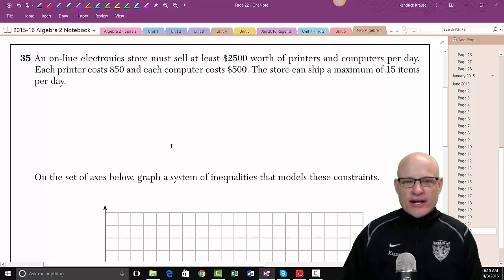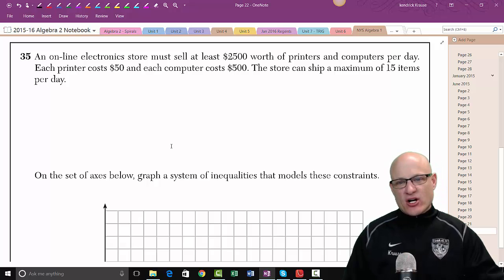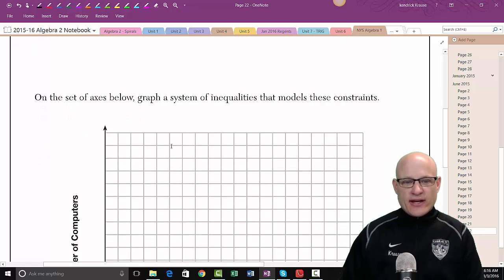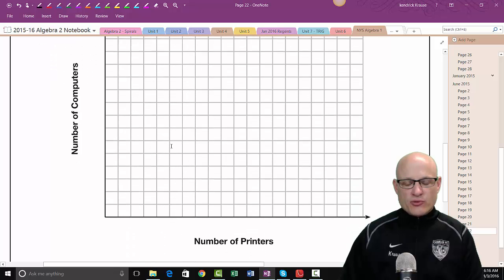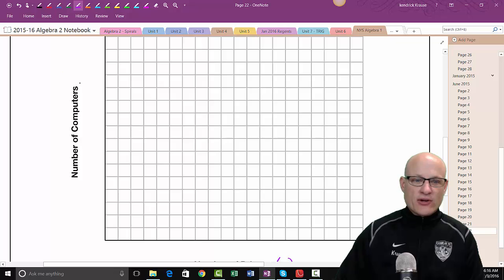An online electronics store must sell $2,500 worth of printers and computers per day. Each printer costs $50 and each computer costs $500. The store can ship a maximum of 15 items per day. So they give us some room there. On the set of axes, it looks like we're going to use printers as our X value. So we'll call that P. And computers as our Y value, and we'll call that C.